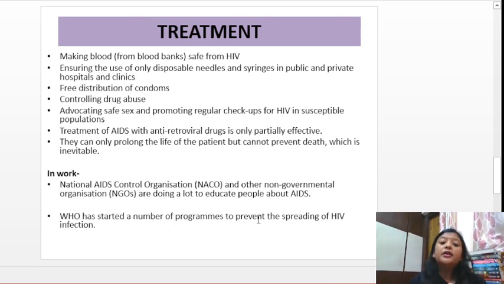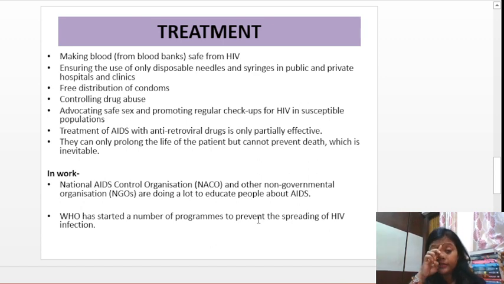Then fourth is controlling drug abuse. If you control drug usage, you can control AIDS. Then also advocating safe sex and promoting regular checkups for HIV in the population. Also, antiretroviral drugs are there, but they are only partially effective.